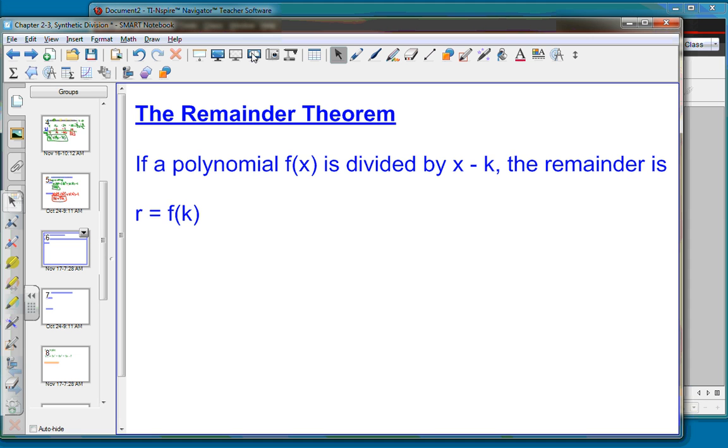The remainder theorem: if a polynomial f of x is divided by x minus k, the remainder r is equal to f at k. So what this means is every time you plug and chug and do an evaluation, that evaluation you get is also known as r, which would be your remainder.